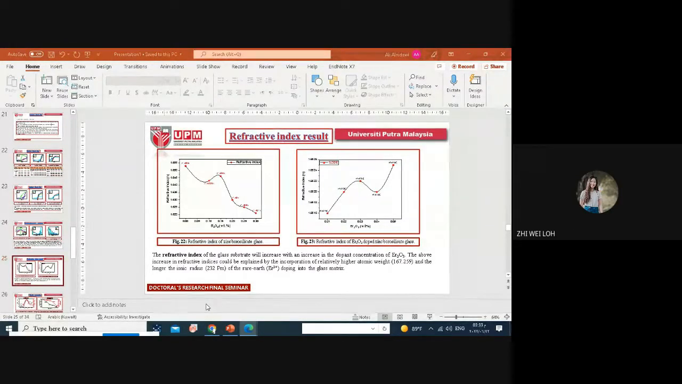Yeah. So, which one is your optimal concentration for the boron oxide? The optimal concentration for boron oxide is 0.3 weight percentage for my result. Okay, thank you for your answer. Thank you so much.